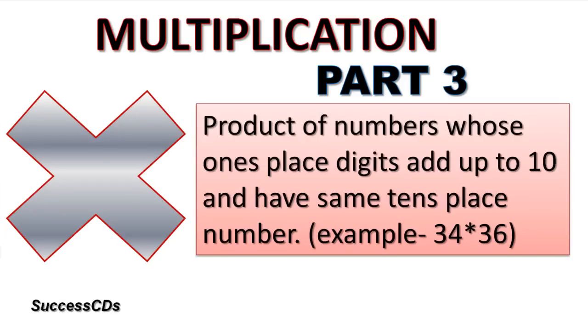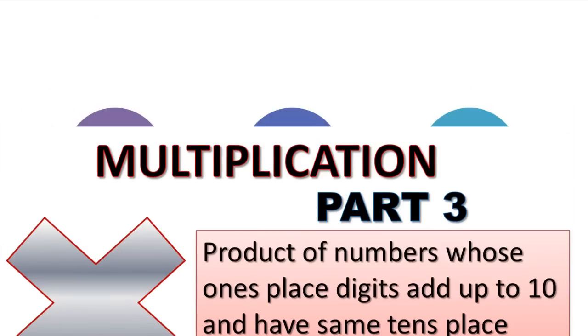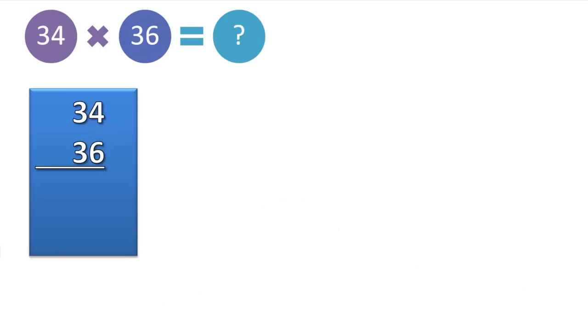So the next type of sums where you can use visual techniques are when you have to find the product of numbers whose ones place digits add up to 10 and they have the same number in the tens place. For example, 34 and 36. 4 plus 6 totals to 10 and the tens place number is 3 in both the numbers. Now I will tell you how you have to solve this.